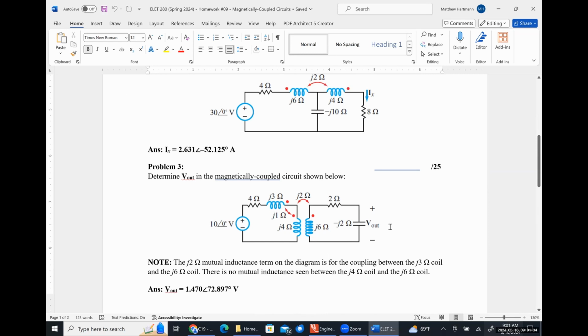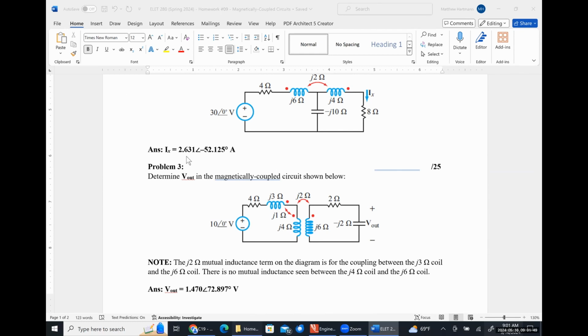A problem like this one right here, to where we could use either a transformer equivalent circuit or the concept of input impedance in order to solve for the quantity V out. So something like that is also fair game.